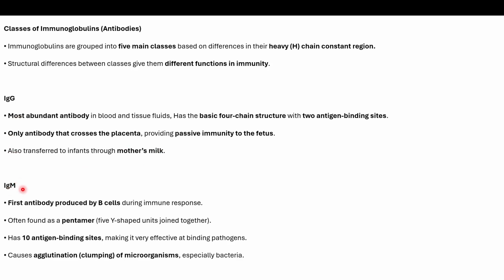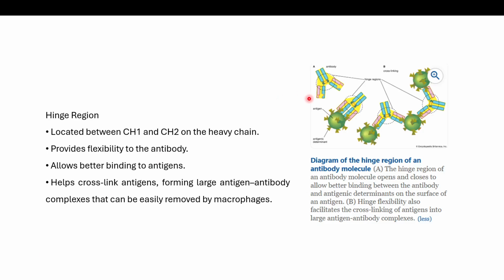Then there's the IgM class of antibodies. This is the first antibody produced by B cells during an immune response, and it often exists as a pentamer, where five Y-shaped units are joined together. If we look at the previous slide, there are five of these things.